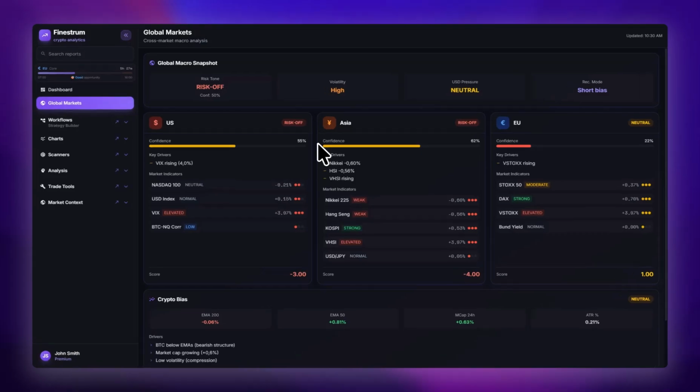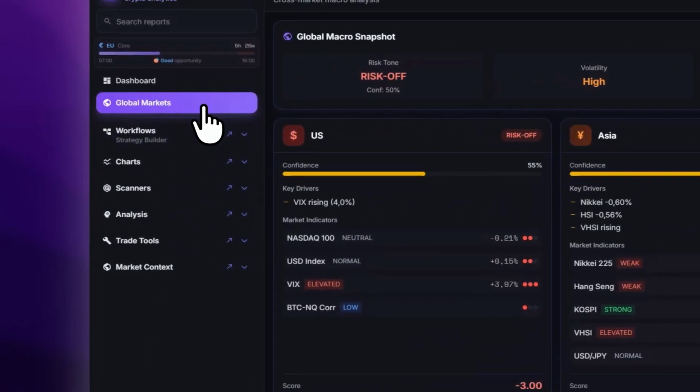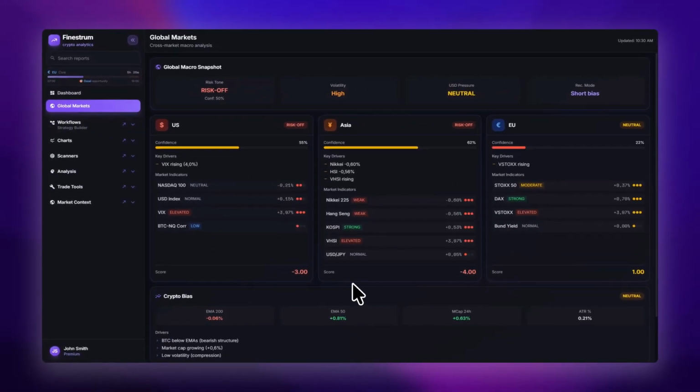This is the Global Markets module, a high-level intelligence layer that turns global complexity into actionable clarity. It helps you stay aligned with macro conditions, reduce emotional decisions, and trade with structure and confidence.